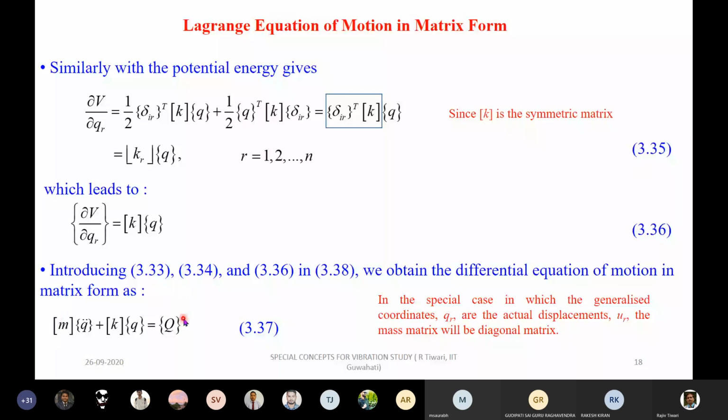So here, Q is the generalized coordinate. If we choose the displacement of the masses as the generalized coordinate, then we'll find that the mass matrix will be a diagonal matrix. But if we choose a generalized coordinate other than the displacement of the masses, then we may have off-diagonal terms in the mass matrix.